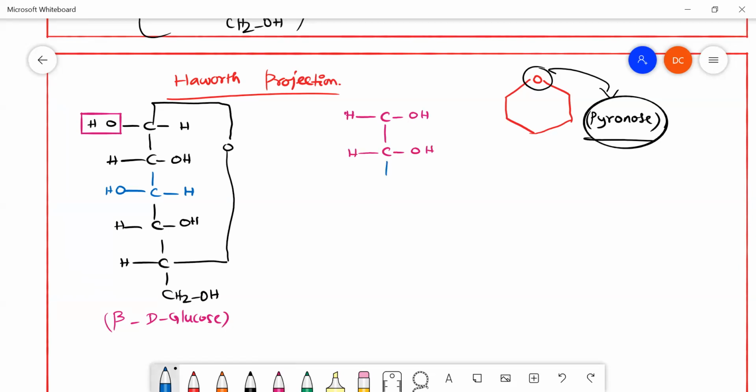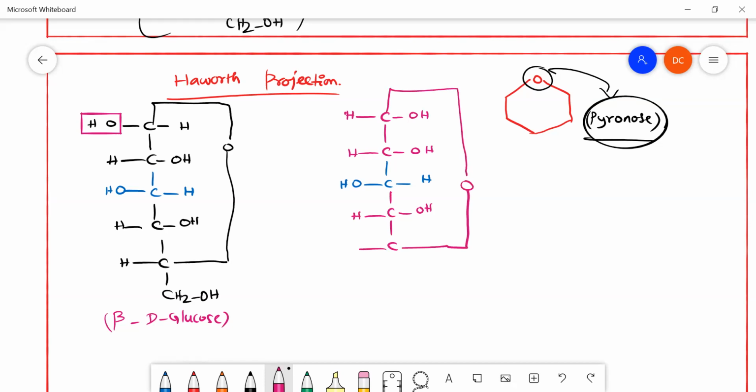In the third carbon also, we have C, here H, here OH. And here also C, OH, and here also H, here C, and here the O will be attached like this, and here H, and here CH2OH. And this is called alpha D glucose. So we know the structure of alpha D glucose as well as beta D glucose.